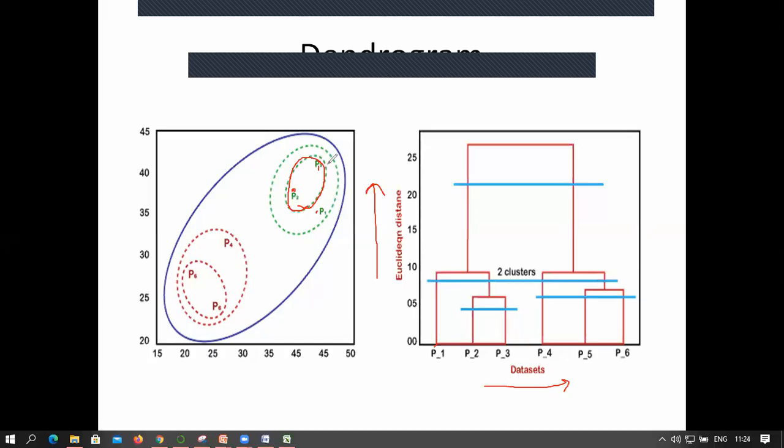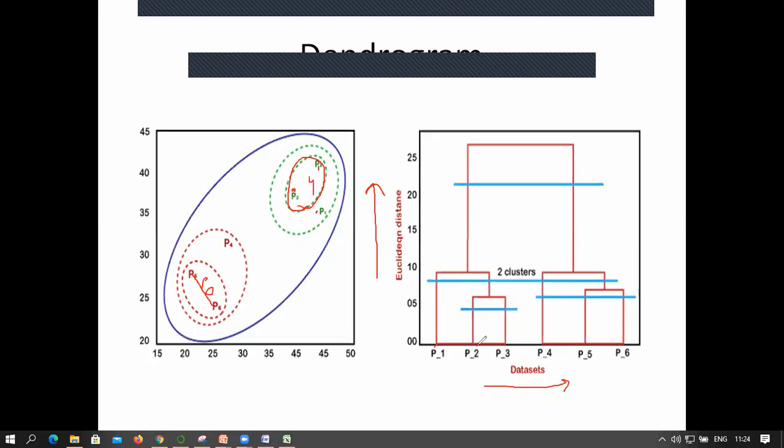That means we are joining P2 and P3 because the distance between these two clusters was minimum as compared to the intercluster distances between the other clusters. Okay, suppose the distance between P5 and P6 is something like 6, and over here suppose that is your 4. So I will take this one.